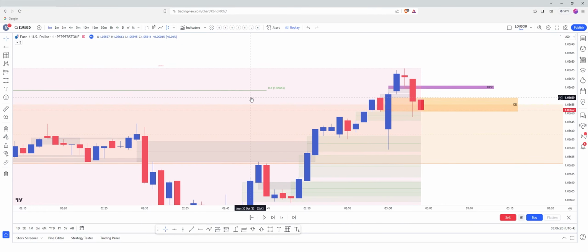We've swept this liquidity, gone into a premium. Big move at the open of the 3 AM candle. There's been no entry at 3 AM and we're outside the open now.